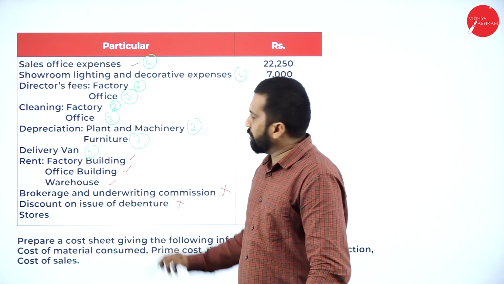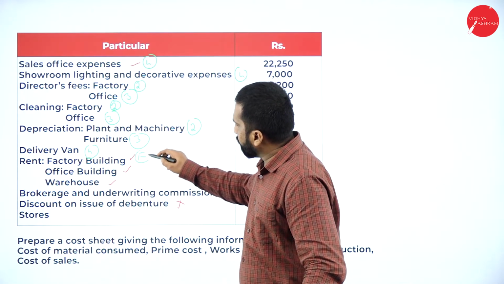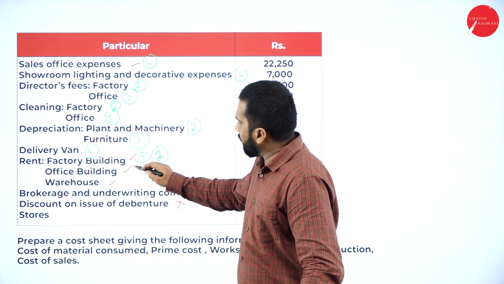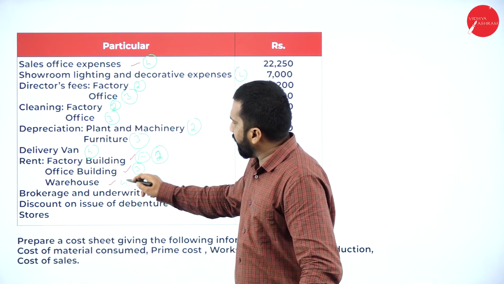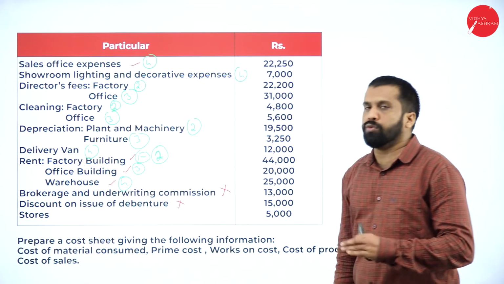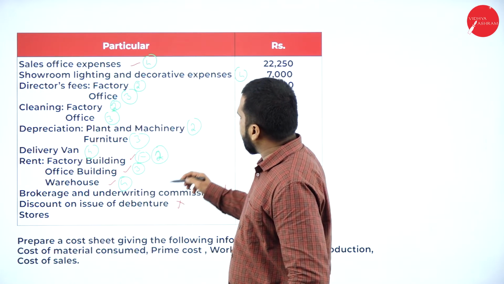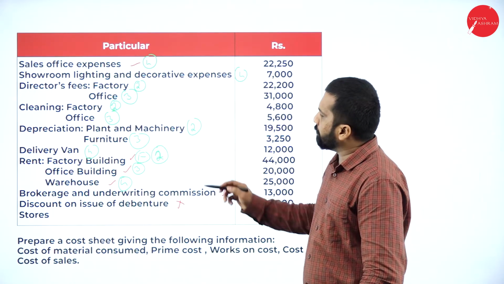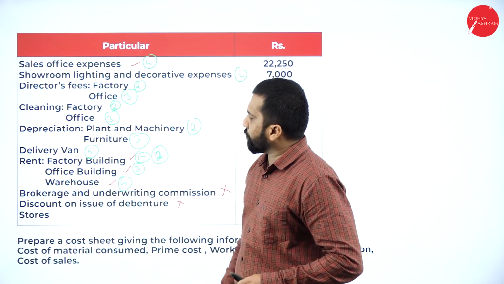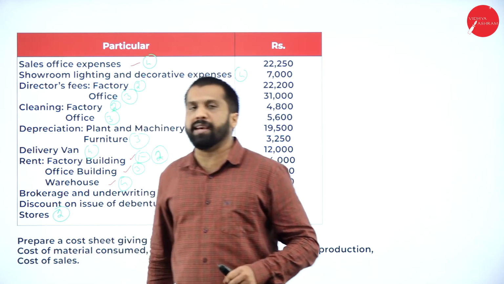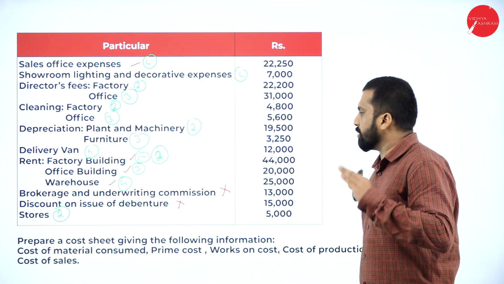Rent of factory building comes under 2. Office building 3. Warehousing is 4. Then brokerage and underwriting commission will not come. Discount will not. Stores, as I told you, will come under factory, so it will be 2. Okay. Hope you are clear with all this concept.